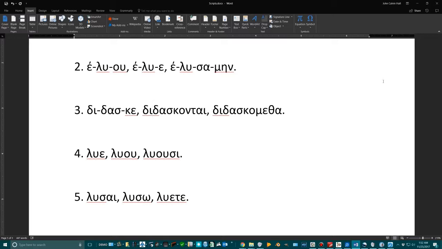Didaskantai. Why is this one syllable here? It's because of the alpha iota. The alpha iota is a diphthong. You should be able to recognize your diphthongs in the Greek.